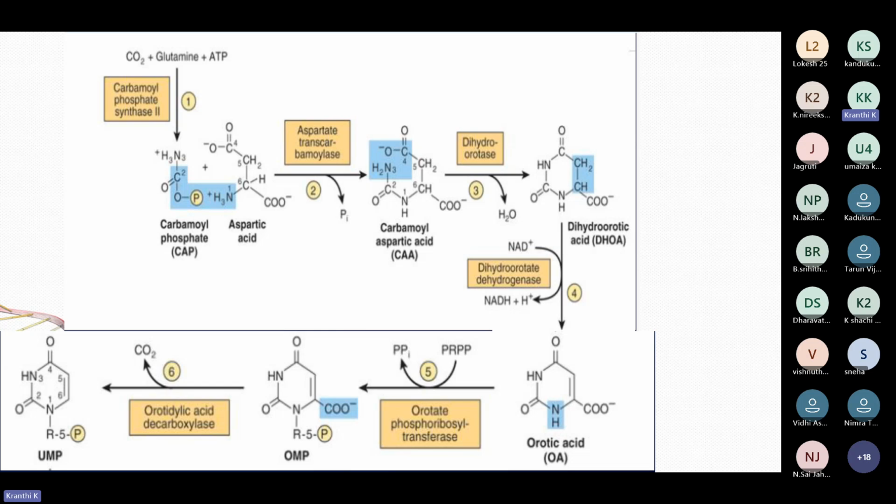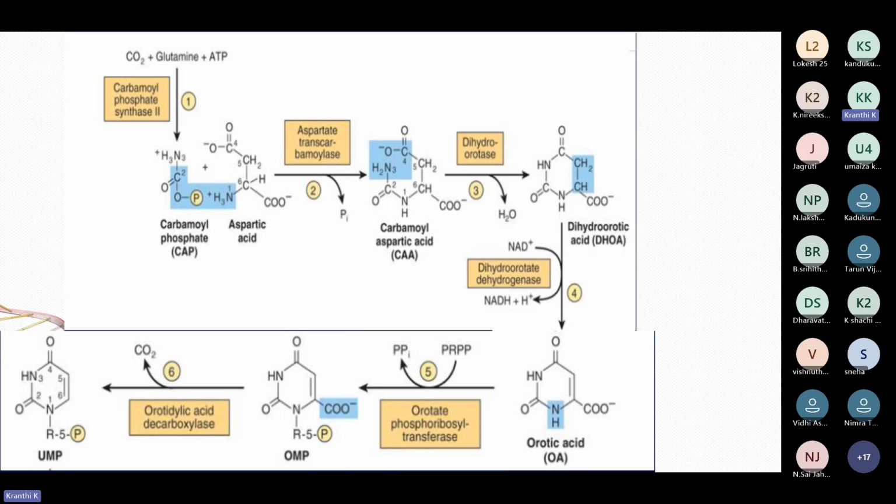Before this, it has to synthesize three end products, right? So, what are the three end products? Yesterday we discussed adenine monophosphate, adenine diphosphate, adenine triphosphate, then guanine monophosphate, diphosphate, triphosphate. That is for the ribose, right? Then coming to the deoxyribose, it has to convert to deoxyadenosine, then deoxyguanosine or guanine monophosphate, diphosphate, triphosphate, like that, right? But here, what are the end products? Uridine monophosphate, cytidine monophosphate, then thymidine monophosphate.